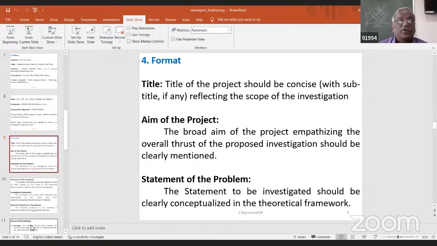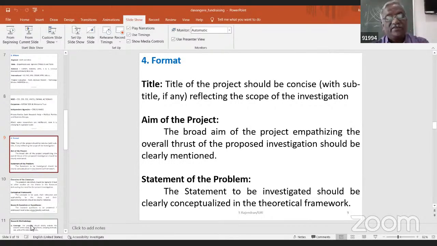The broad aim of the research project, emphasizing the overall thrust of the proposed investigation, should be clearly mentioned. It should not be in a haphazard manner, and we should see that the aim of the project reflects directly in the title of your research proposal. Next, the statement of the problem. Sometimes we miss giving the statement of the problem, but most funding agencies expect the principal investigator, or the implementing institution, to give it.